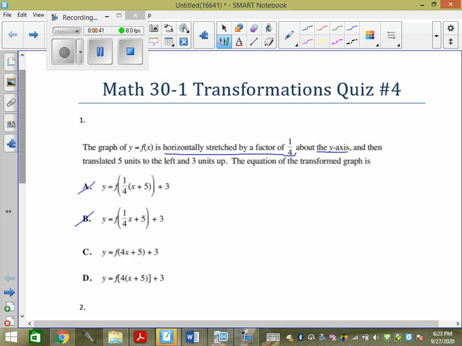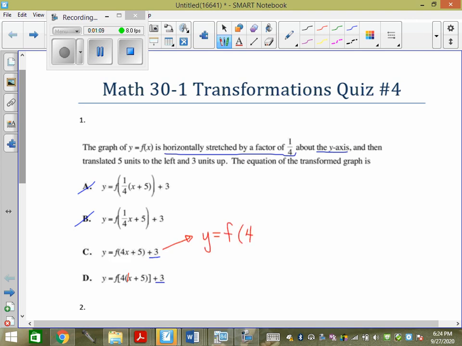And it's horizontal, so it's going to be with the x. And then it's translated 5 units to the left and 3 units up. So both of these are plus 3 at the back, so that didn't narrow it down. Now remember, when I told you, if you're moving to the right or the left, you have to make sure that you have what in front of your x? You need to have a positive 1. If not, you have to take a GCF out.